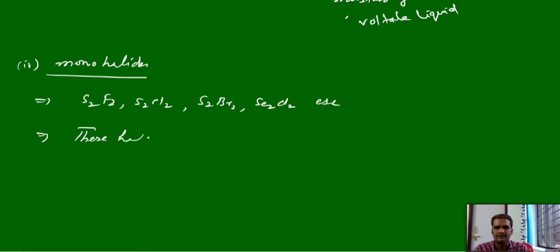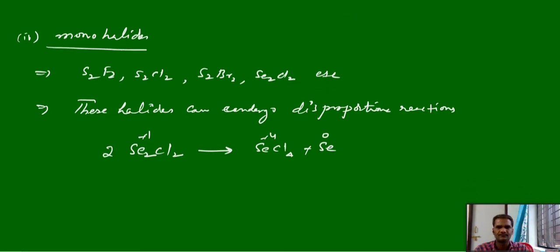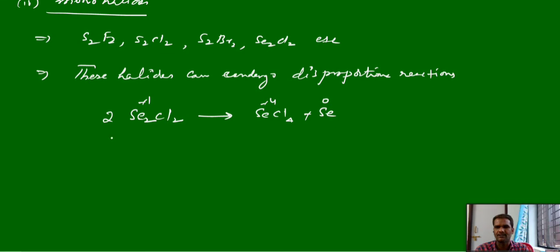These halides can undergo disproportionation reactions. One of the well-known disproportionation reactions given in the NCERT is selenium chloride. It can give selenium tetrachloride and selenium. Here selenium is in +1 oxidation state, which will change to +4 and 0. This disproportionation reaction you should remember.